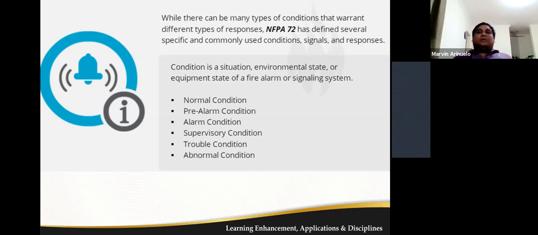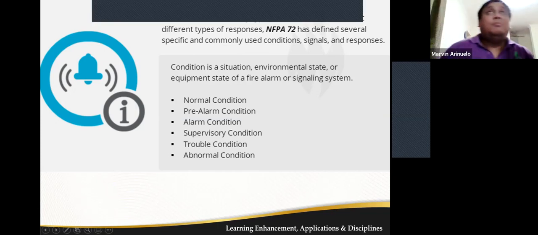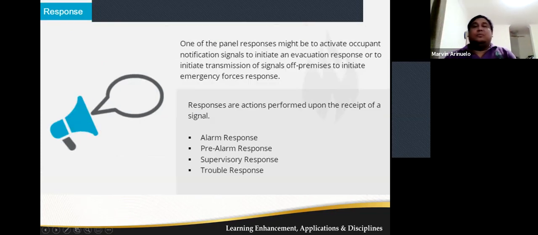Or equipment state of a fire alarm or signaling system. The conditions are as follows: normal, meaning normal course of business operation, pre-alarm, so before the alarm, and alarm condition, which can be stage one or stage two, and supervisory condition, and trouble if there's a fault, and abnormal. So abnormal, you might need to do some troubleshooting.